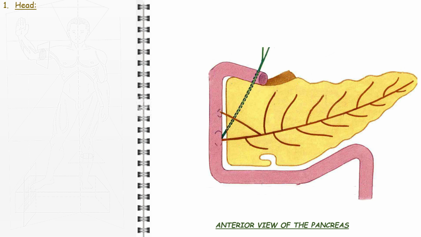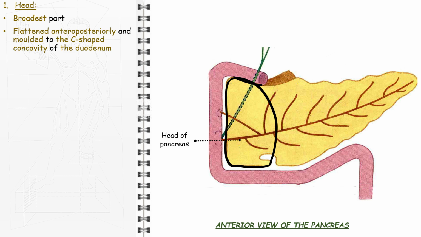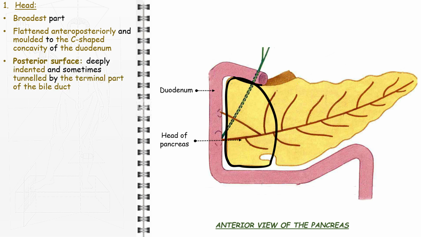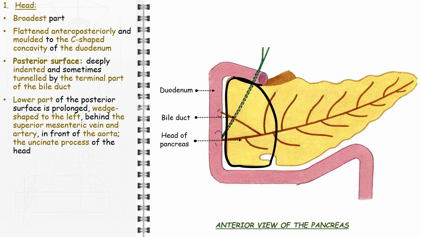The head is the broadest part. It is flattened anteroposteriorly and molded to the C-shaped concavity of the duodenum. The posterior surface of the head of the pancreas is deeply indented and sometimes tunneled by the terminal part of the bile duct. The lower part of the posterior surface is prolonged by a small process, wedge-shaped to the left, behind the superior mesenteric vein and artery, in front of the aorta, the uncinate process of the head.